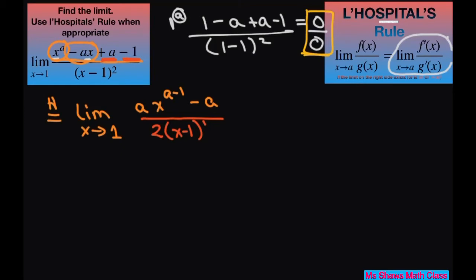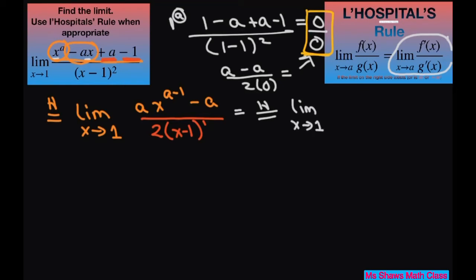Because you're going to get a, and then we're going to have x to the 0 power, which is 1. So you're going to get a minus a, and the denominator is going to be 2 times 0. So that's just going to be the same thing. So we're going to have to apply our rule again. And so we're going to differentiate the numerator and the denominator.